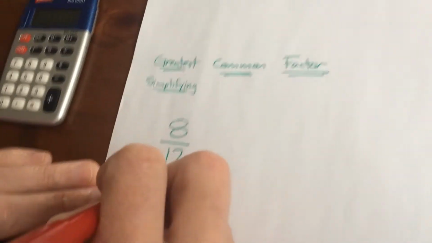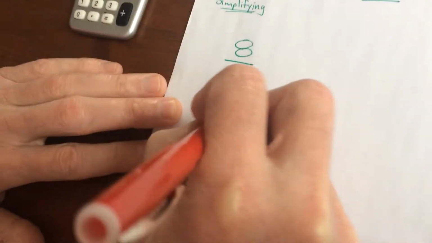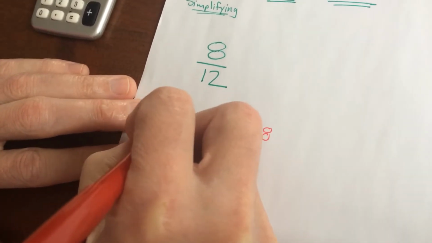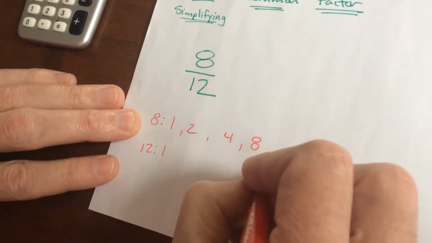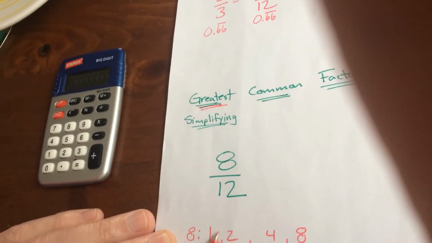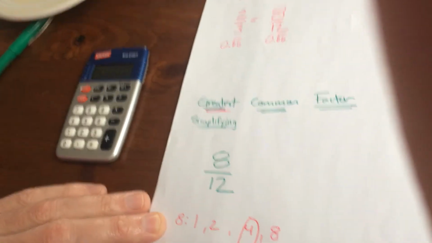Okay, so down here on greatest common factor, we're simplifying, we're making these smaller. I had to find all my factors of 8. My factors of 8 are 1, 8, 2, and 4. My factors of 12 are 1, 12, 2, 6, 3, and 4. Remember, we're looking for the greatest common factor. I get some matches here, but my greatest one is my 4s. So I'm going to divide the top and the bottom by 4.